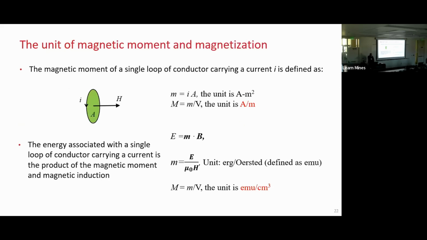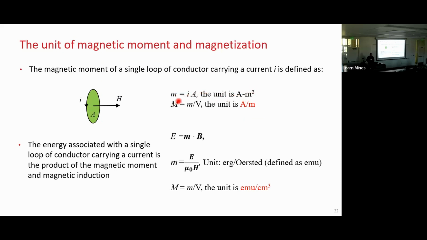So now let's look at the details of the units. Let's use an ampere loop, which is always more friendly than the dipole model. The magnetic moment is I times A, current times the area. Therefore, the unit is ampere times meter squared, which is current times area for the moment.